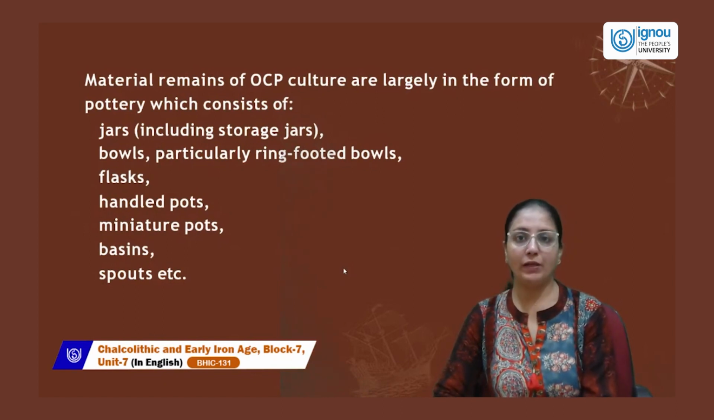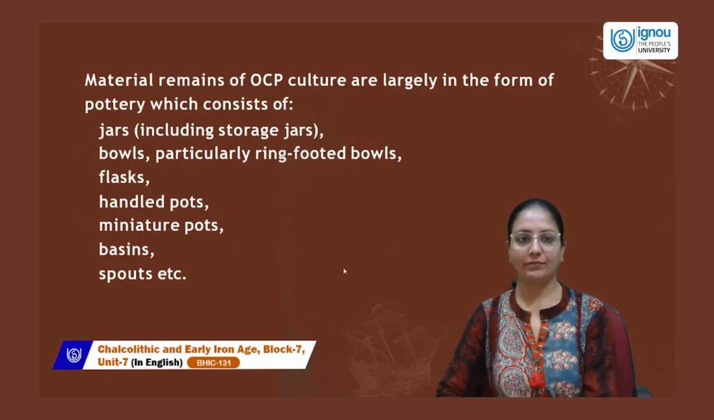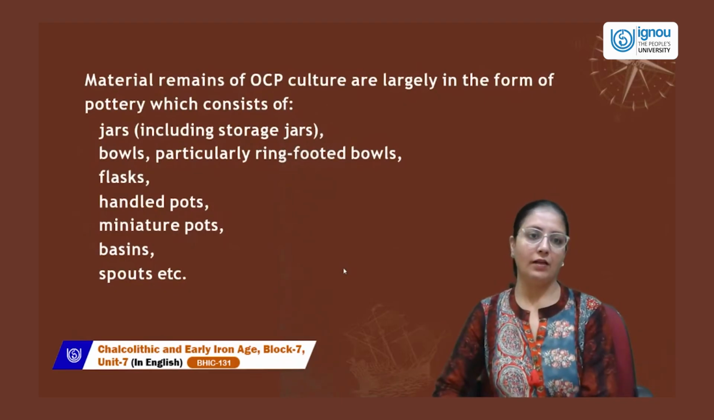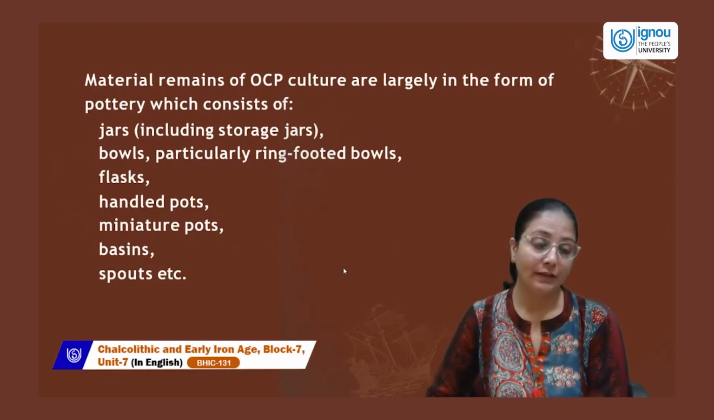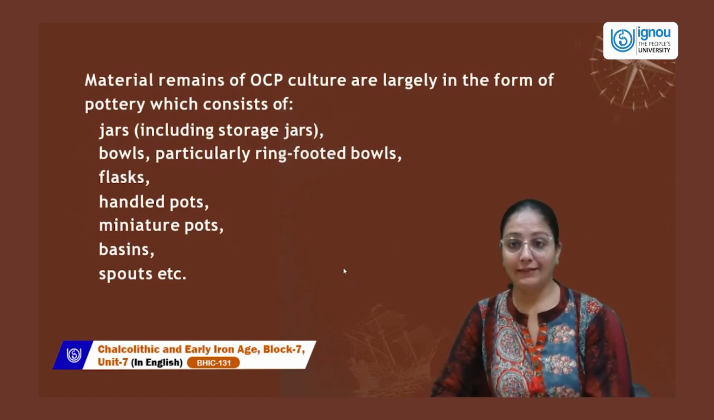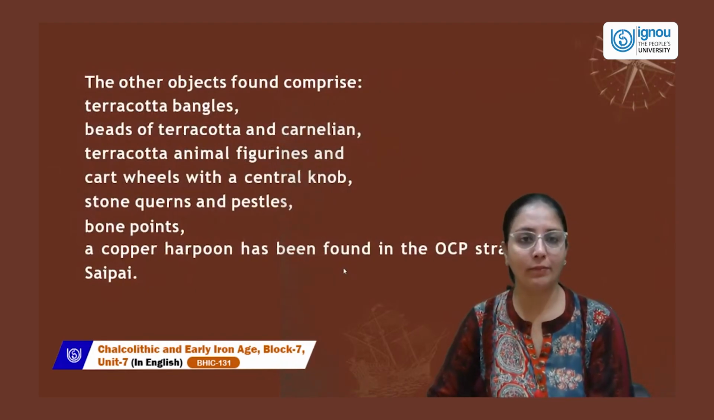Material remains of OCP culture are largely in the form of pottery, which consists of jars, storage jars, bowls, ring-footed bowls, flasks, handled pots, miniature pots, basins, spouts, etc. Because we are studying OCP culture here, we will see each and everything connected to it in this chapter. The other objects found comprise terracotta bangles.